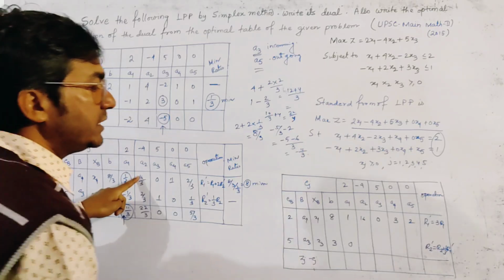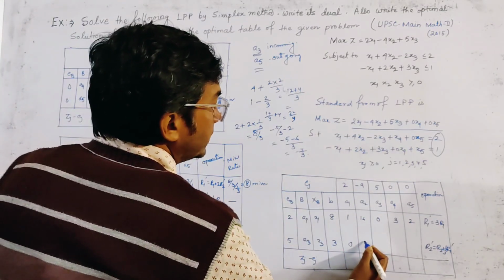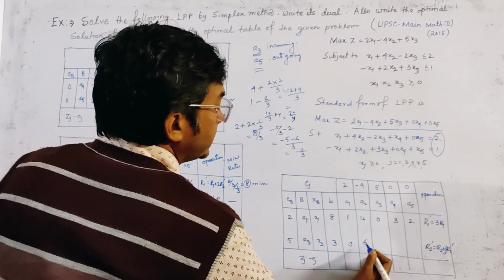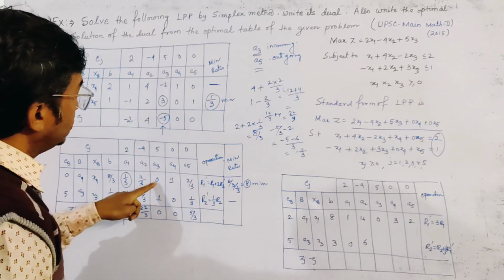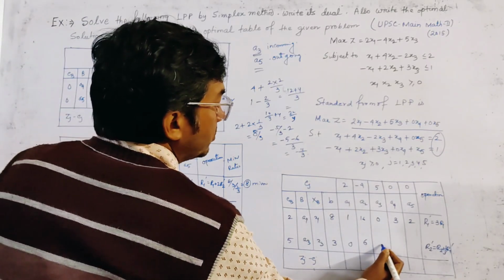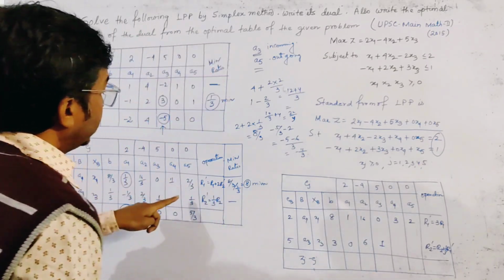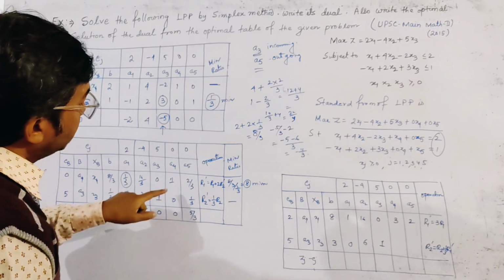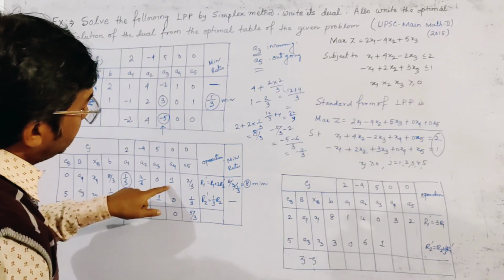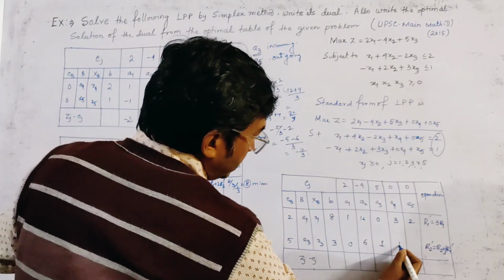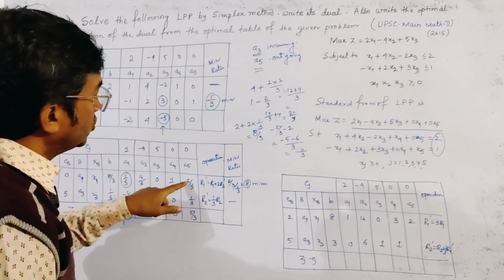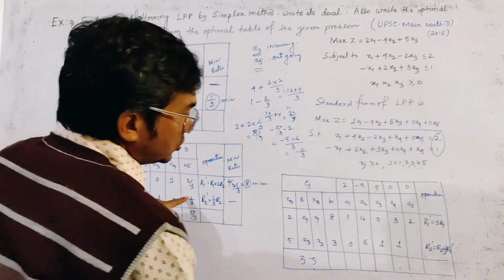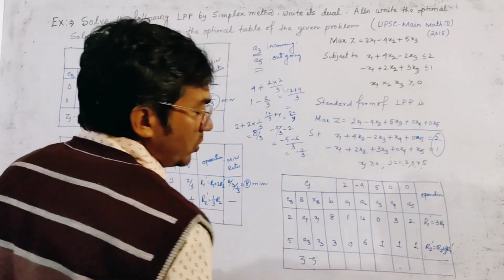So 18 by 3 and this is given by 6. This is 0, this is 1. So this is obviously 1 and this is given by 1 and 0, this is 1 and this is 2 by 3 and this is 1 by 3. So this is 3 by 3, this is also 1.